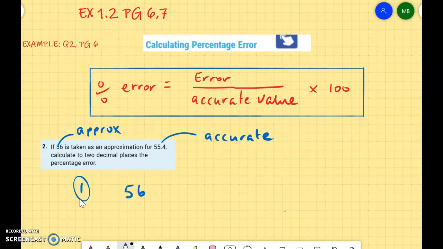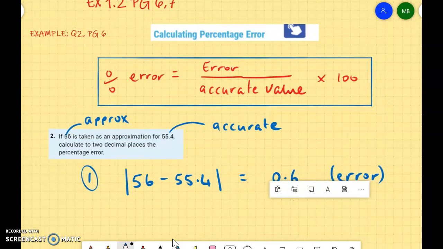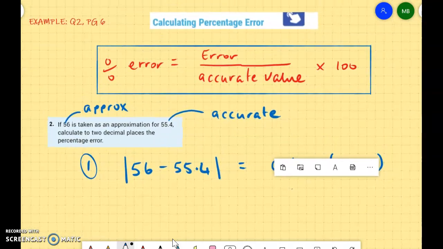So we have 56 minus 55.4, and we always take the absolute value, or the positive value of this. So our absolute value is 0.6. So this is the error. Okay, so you take away the approximate value from the accurate value. It doesn't matter what you write down first, because you're always going to take the absolute value either way.